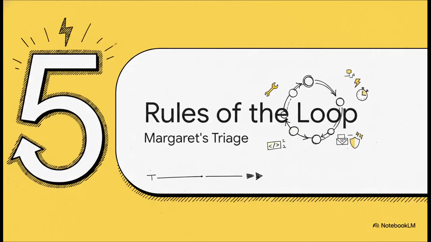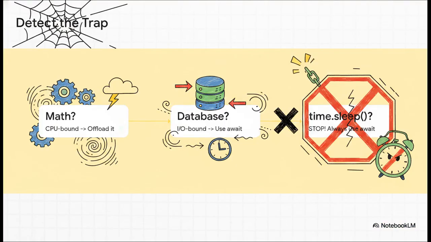Section 5. Rules of the loop. To make sure Timothy never falls into this trap again, Margaret lays out a super helpful triage process. Whenever you write code, you've got to ask yourself 3 simple questions. First, is it doing math? If it's CPU-bound, you have to offload it. Second, is it waiting for a database or an external API? If it's I/O-bound, you're totally safe, just use the standard await. And third, does it use a standard time.sleep command? If so, stop right there. That is a purely selfish command that will freeze the whole thread.